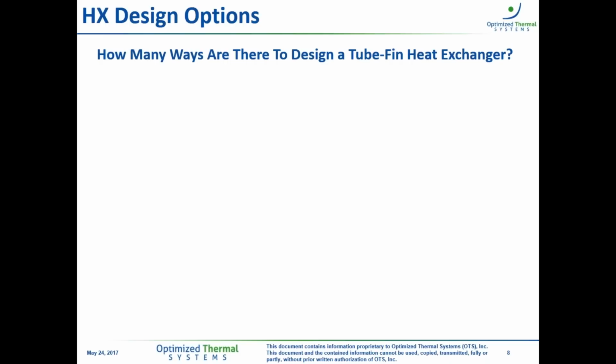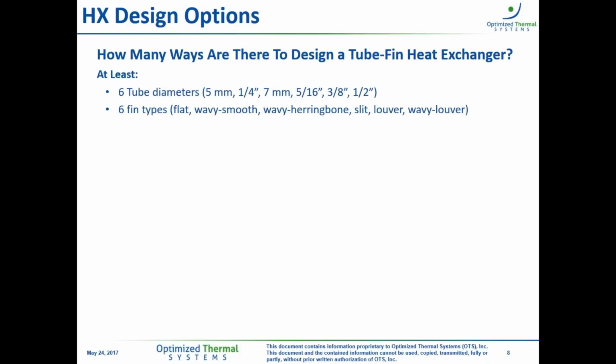So as a bit more motivation, I want to ask the question of how many ways there are for us to design a tube fin heat exchanger. This is just a very simple example, but we could think of at least 6 different tube diameters ranging from 5 millimeters up to 1/2 inch. We could think of 6 different fin types. That might be flat fins, wavy fins, slit fins, other enhancements, and we can certainly imagine more.